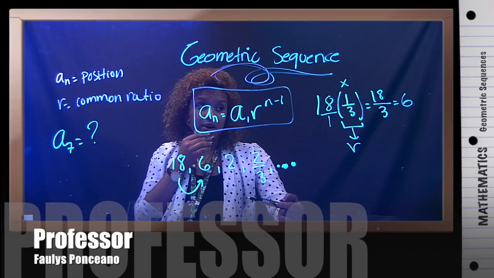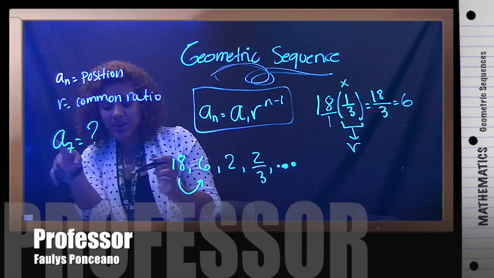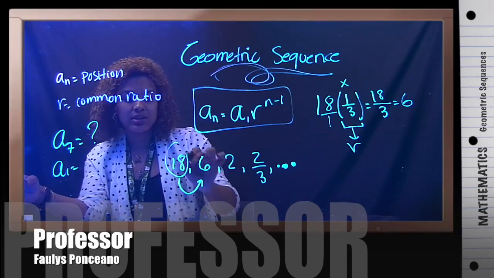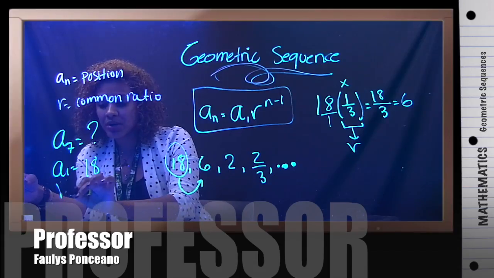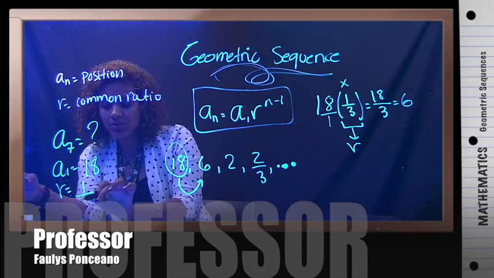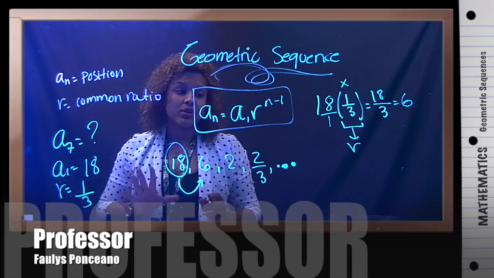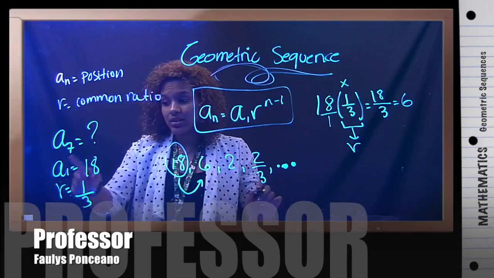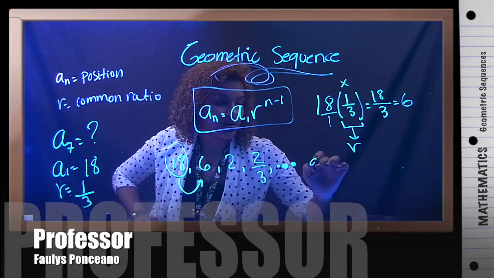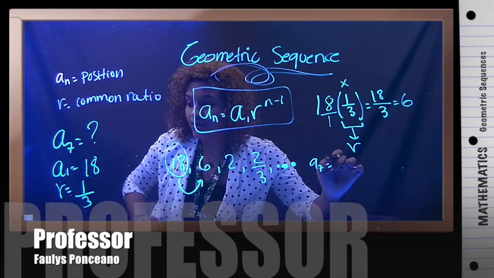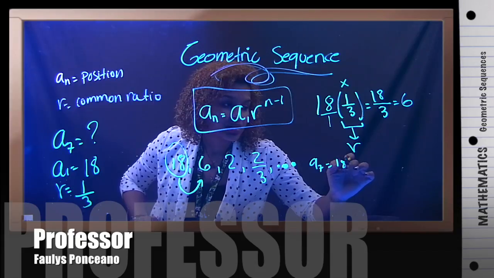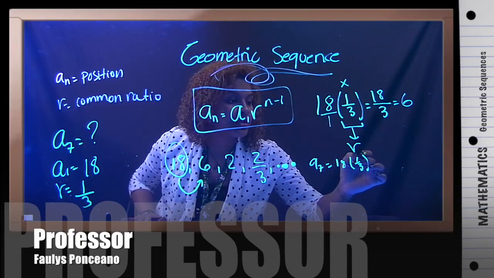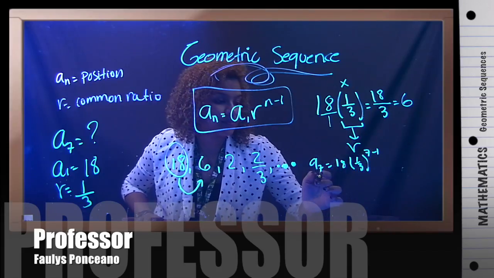So what do we need to do now? We need to find a sub 7. Do we have a sub 1? Yes, it's 18. Do I know my common ratio now? Yes, it's 1/3. So with this information, we're going to substitute it into our formula and figure out a sub 7. My first term is 18 times my common ratio raised to the n, which is 7 minus 1.